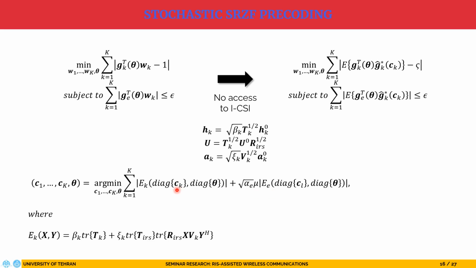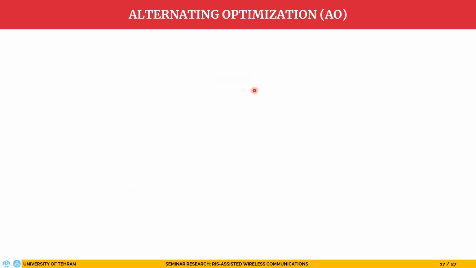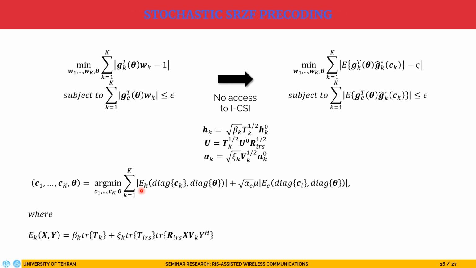So it will be calculated and investigated thoroughly. After calculating this term, we should solve the optimization problem. But as I said, WK and theta are coupled together, so the optimization is non-convex and should be solved by some techniques.